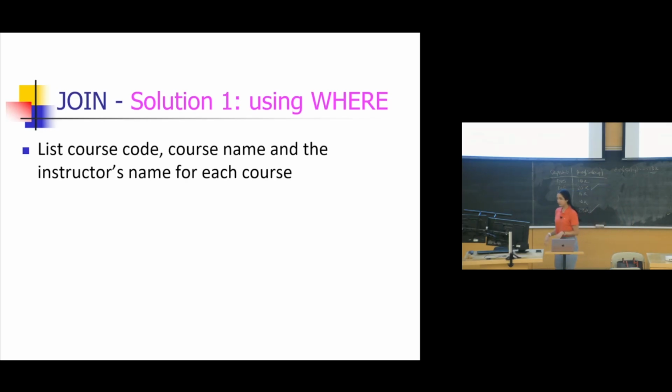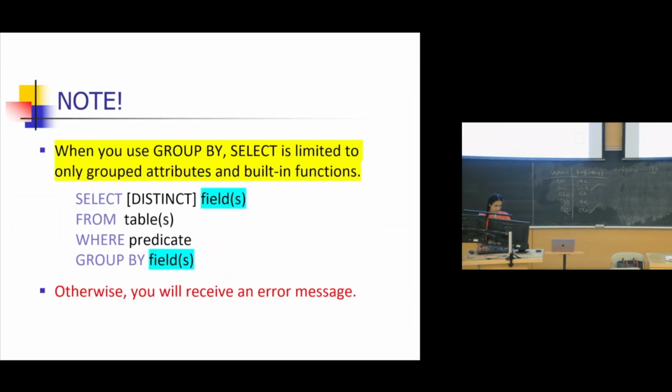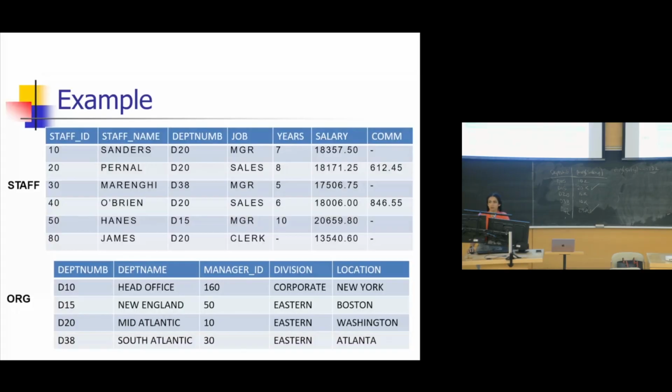For example, in our example, just look at the staff and organization tables. Tell me what are the ways that we can join these tables. To answer my question, check for the common fields or common columns. What are the common columns here? Department number. Department number is a foreign key in the staff table, right? Because it's a primary key in the organization table.